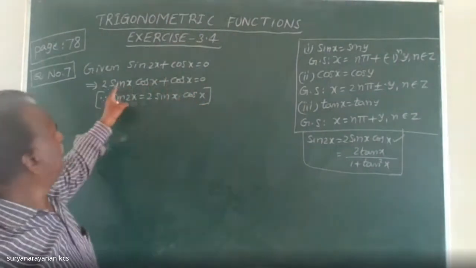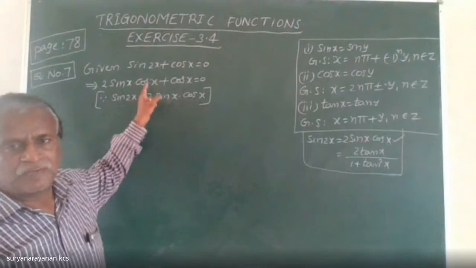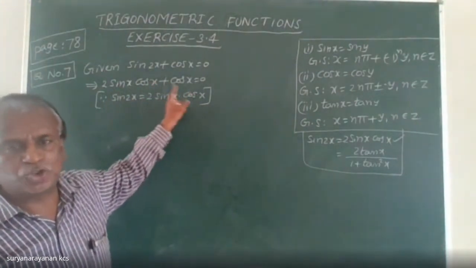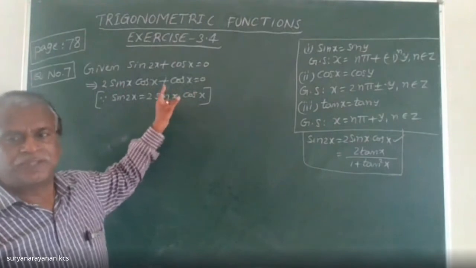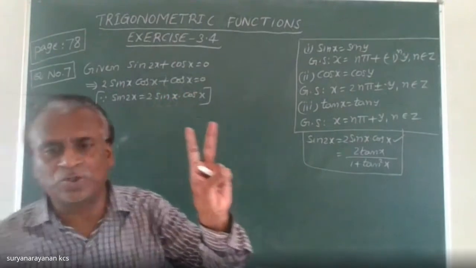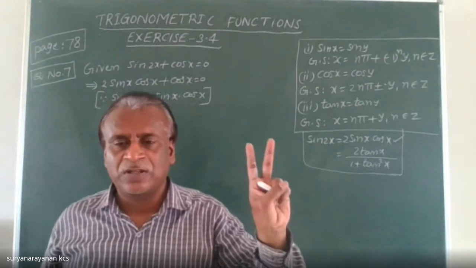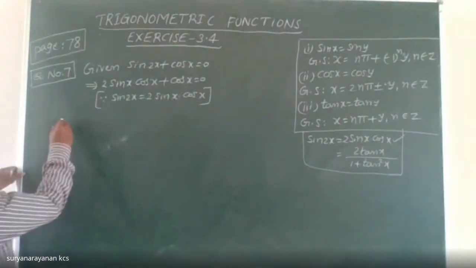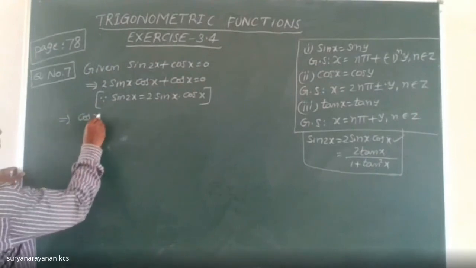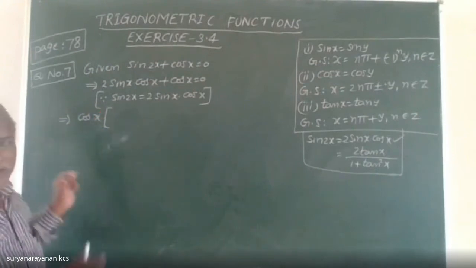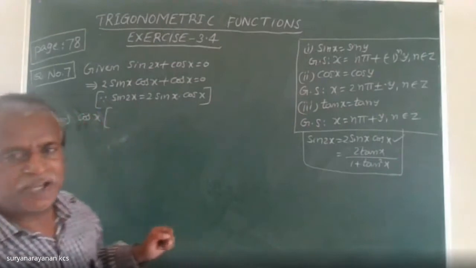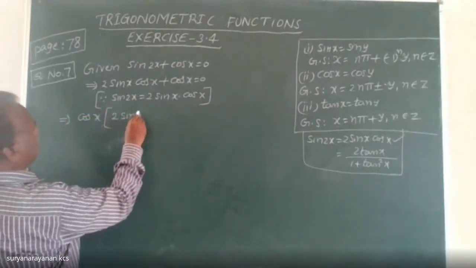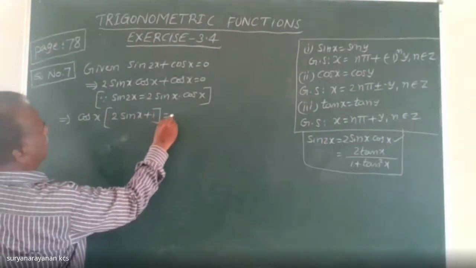If you observe this step, what is the common factor in these two terms? There are only two terms in LHS. Yes, cos x is a common factor. Let us take the common factor cos x out. Cos x times 2 sin x plus 1 is equal to 0.